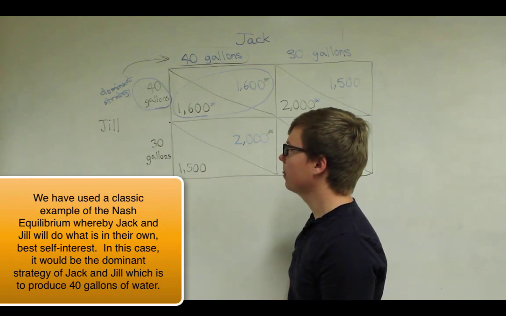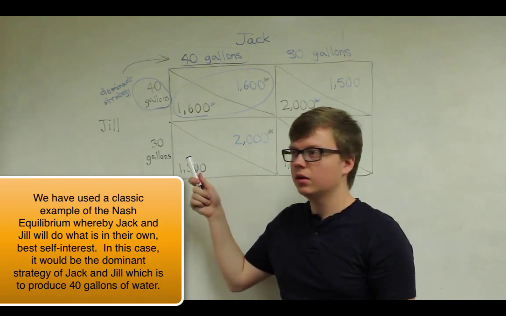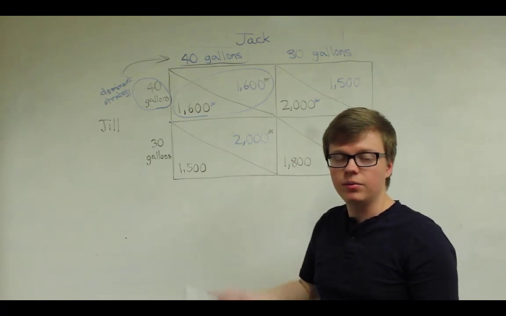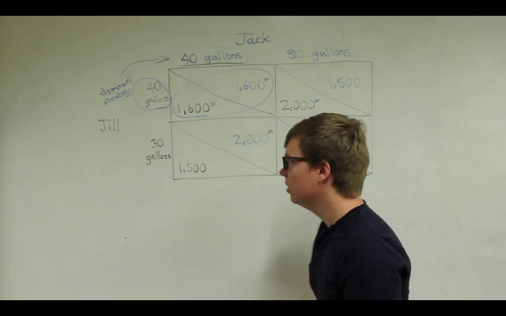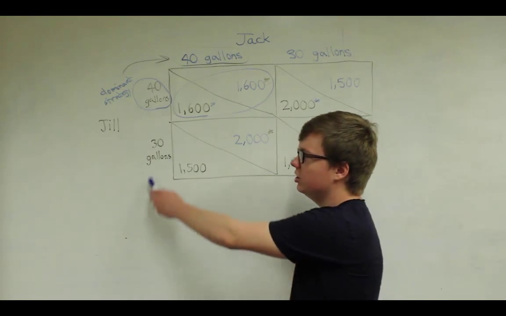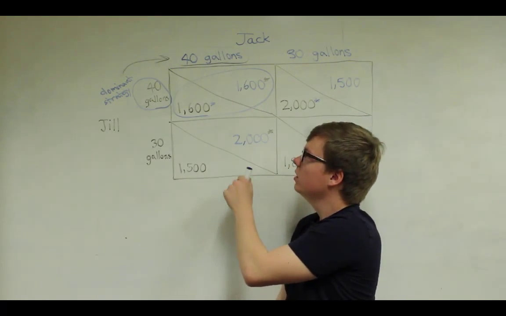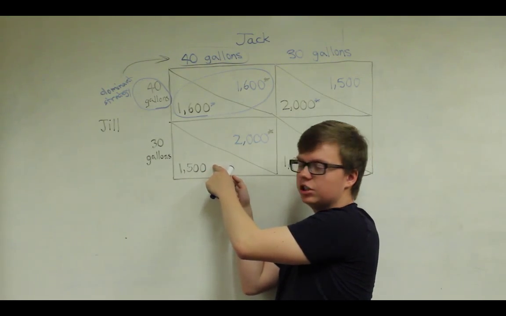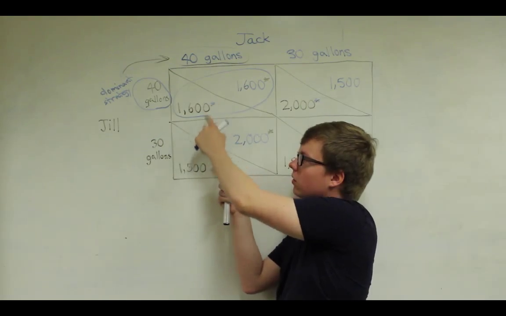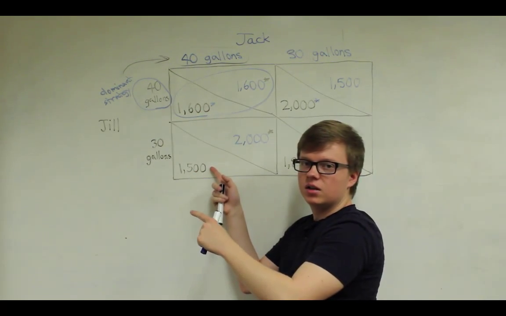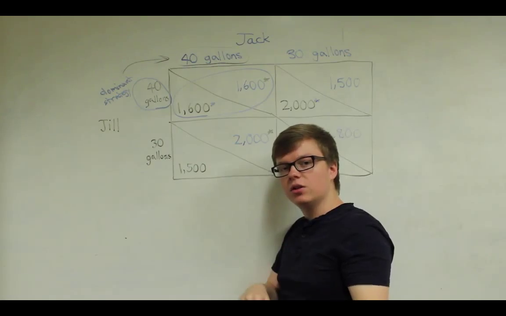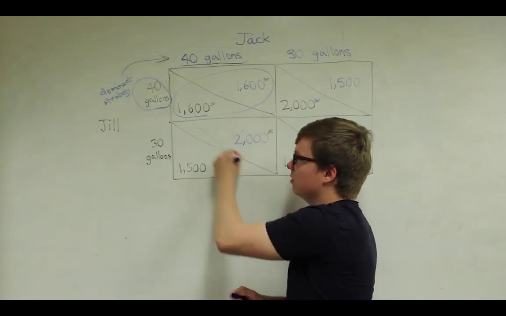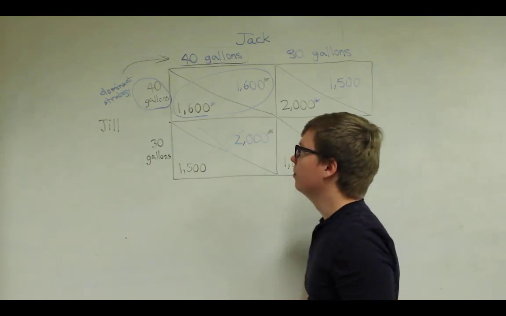You can look at the other three combinations of strategies, and we can show why they're not Nash equilibria. For example, if Jill sells 30 gallons and Jack sells 40, this isn't a Nash equilibrium because Jill could change her strategy to selling 40 gallons and she'd be better off. If any player can ever change their strategy and become better off, that's not a Nash equilibrium.